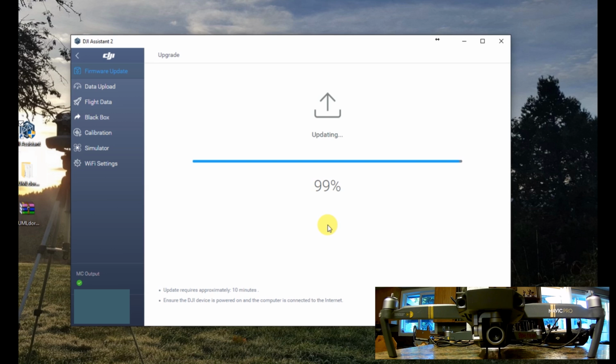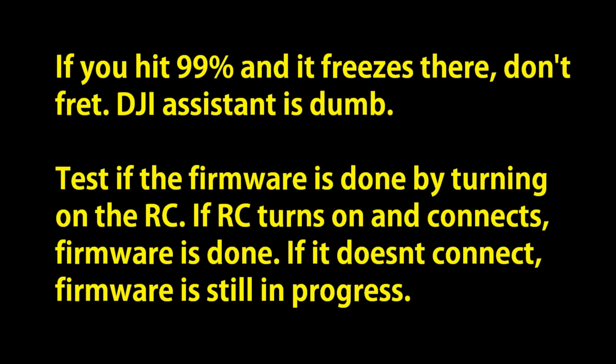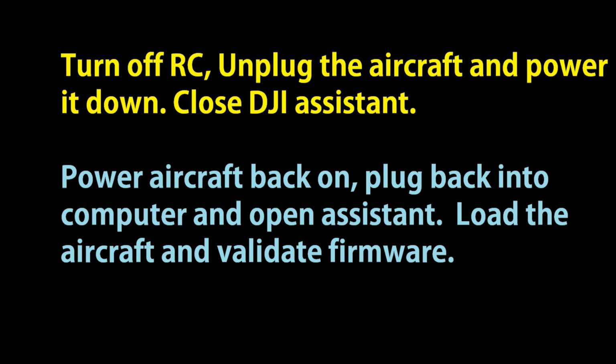Now, something that I do want to mention here is I've seen times in the assistant where it does get locked down at 99%. For whatever reason, it just kind of freezes there, despite the fact that the firmware is completely done. So you'll see here that it's rebooting, the camera is working. So if you get to a point where you're frozen at 99%, don't worry there. Let it sit there for a good 5 minutes, make sure it's not going to hit 100%.